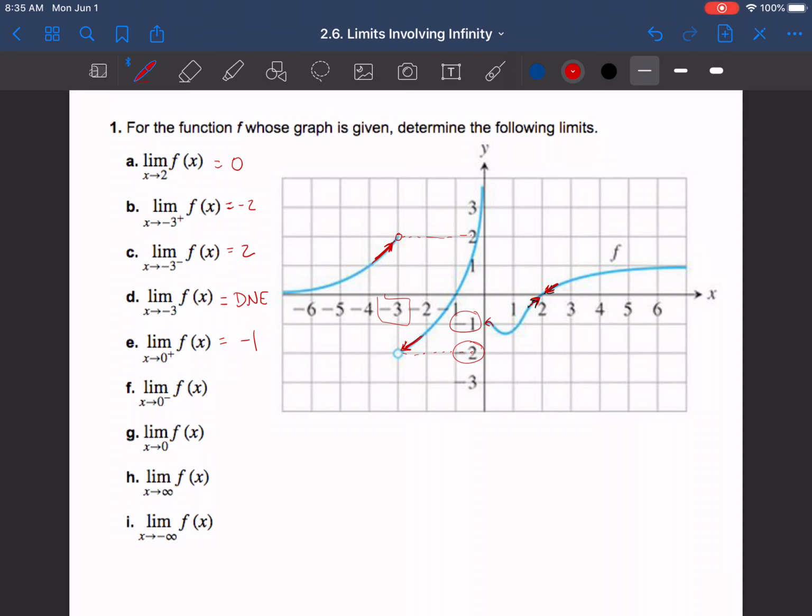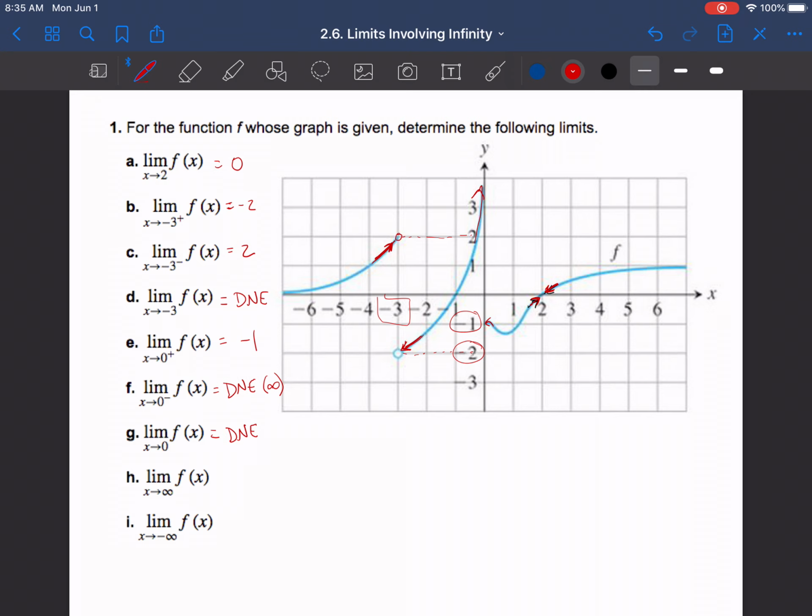The limit as x goes to 0 from the negative side, well, here, look at what we're doing. We're going and blowing up, right? Like that. And so we don't have any boundary on that. This is going to be a does not exist, goes to infinity. And then the limit as x goes to 0, that's going to be a does not exist because the left and right limits there do not match.